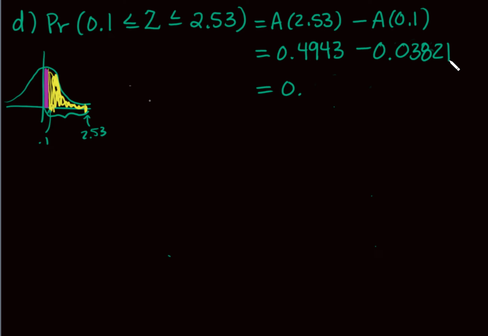So think about your answers, right? Think about, does this make sense? That is such an important part of being good at math, understanding, does this make sense? Because look at this guy. Out at 2.53, we are almost at 0.5, right? And then we're only taking a pretty small amount of the area away.